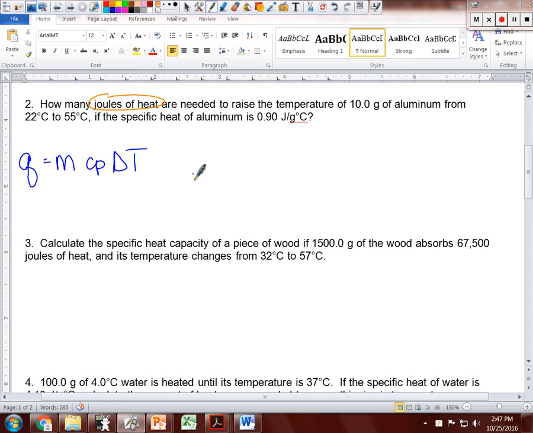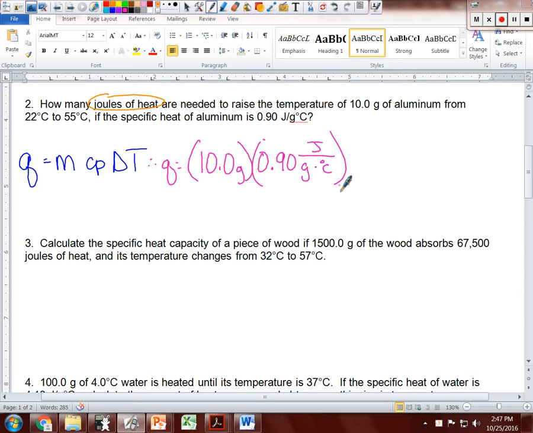Is that what you got? Okay. All right. What is the mass? 10 what? Very good. 10.0 grams. What's the specific heat of aluminum? Okay, 0.90 joules divided by grams degrees Celsius. Again, the units do count. If you leave units off, you're not going to get credit. So don't just put numbers in. Make sure you include the units in this thing.